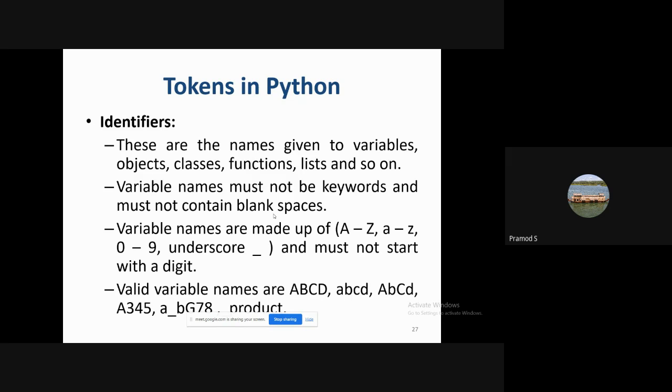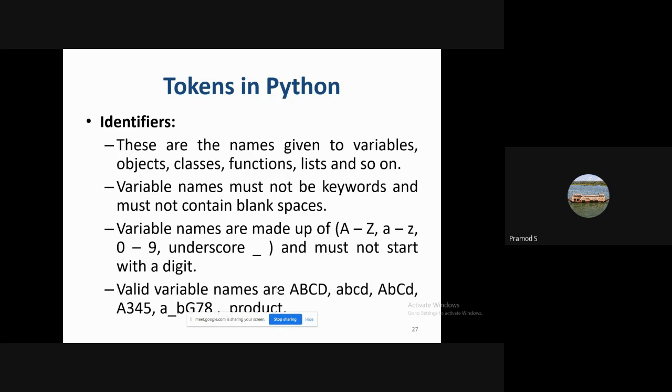Now, variable names should not use the keywords. They must not use blank spaces. The variable name can be made up of capital letters, small letters, and numbers, barring that the first letter should not be a number. You can use underscore also, and it must not start with a digit. Those are the rules in Python.